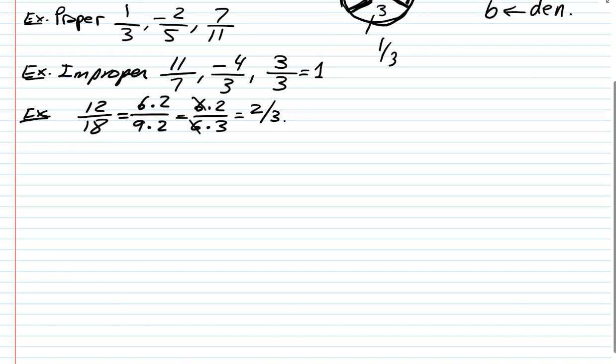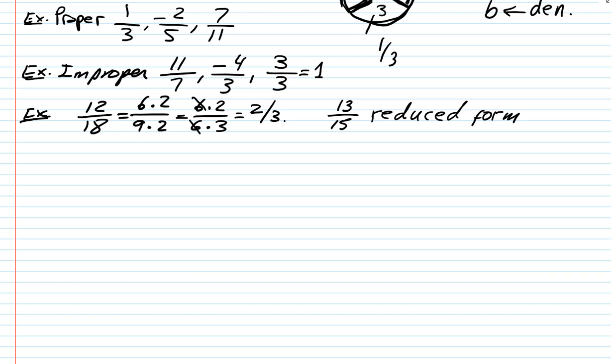What if there are no common factors? For instance, if I have 13/15, then that fraction is already in reduced form. That means there are no common factors between the two. So that's how fractions are reduced, by factoring them.